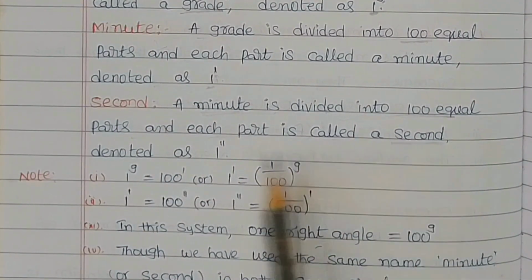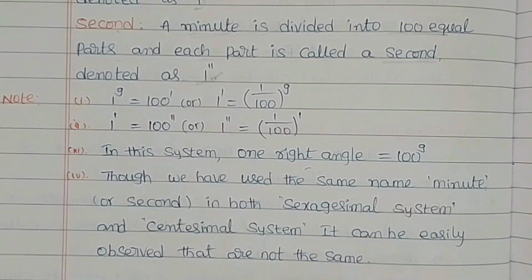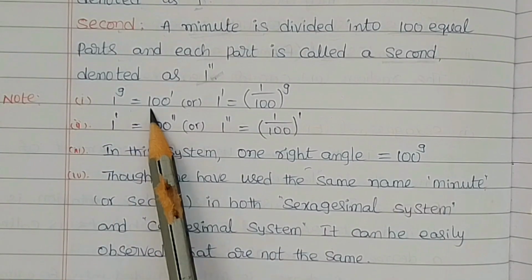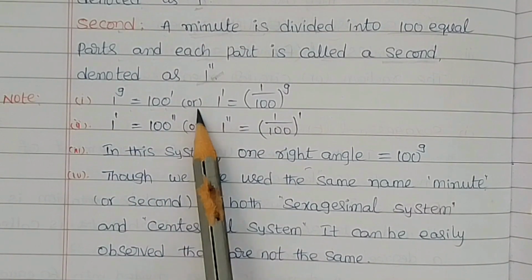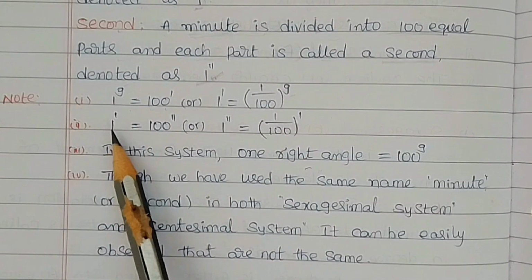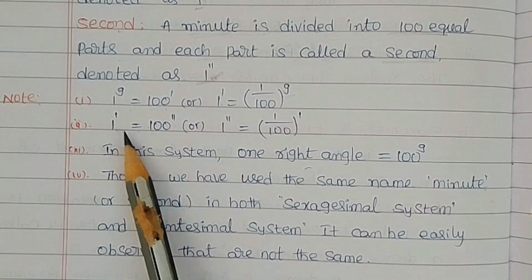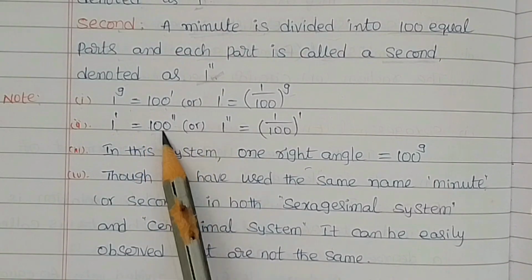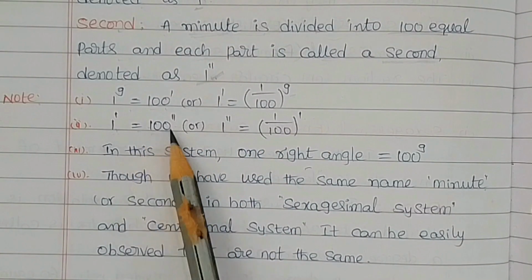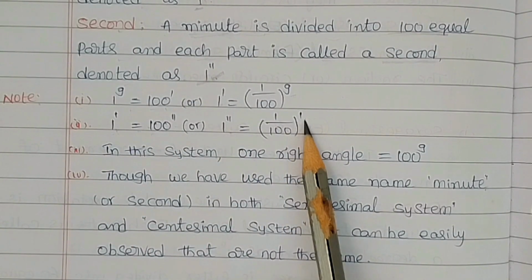Each part is called a second, also denoted as 1 second. In this system, one grade equals 100 minutes, or 1 minute equals 1 by 100 grades. One minute equals 100 seconds, or 1 second equals 1 by 100 minutes.